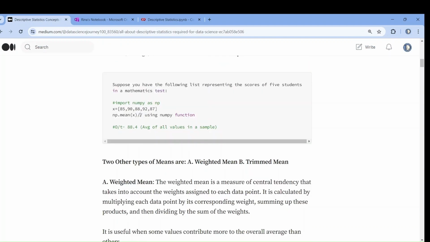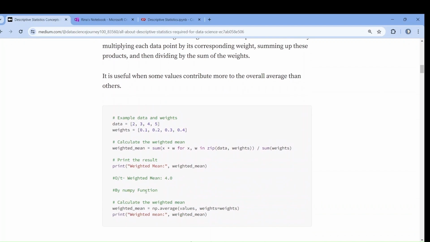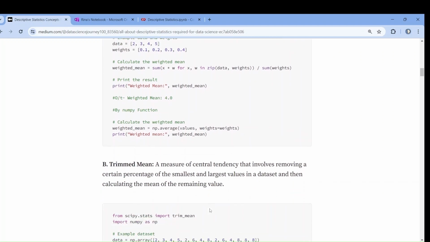Okay, you don't need to write the code because NumPy has some ready-made functions. We have already studied these things in the NumPy classes. np.mean, same way you can calculate the weighted mean also. For that, you have to call the average function and pass the values. Fine.